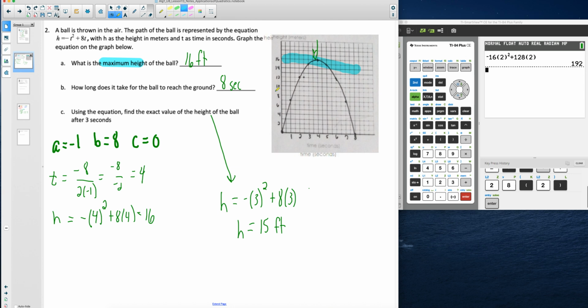Now, how long does it take for the ball to reach the ground? So once again, it's kicked, right, or thrown. It goes up, it hits that vertex, it's on its way down, and you can see it hits here at 8 seconds.